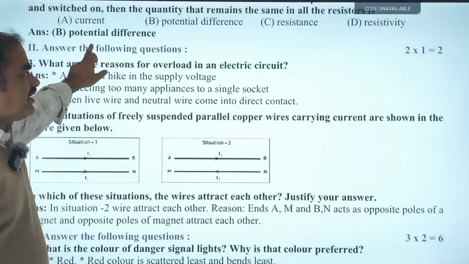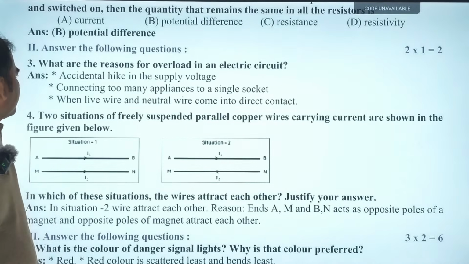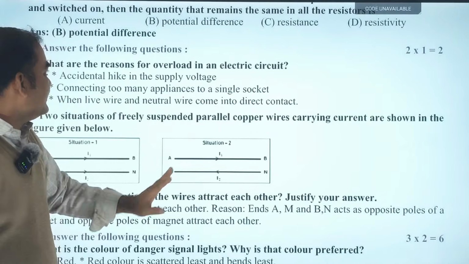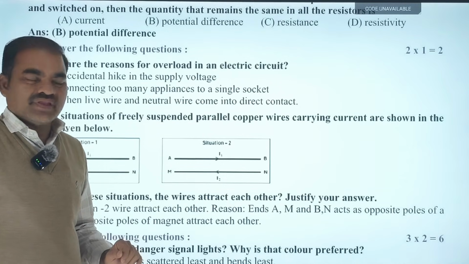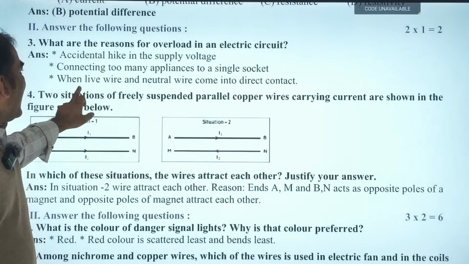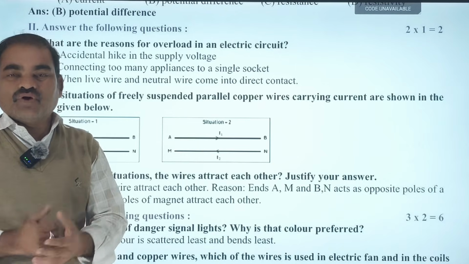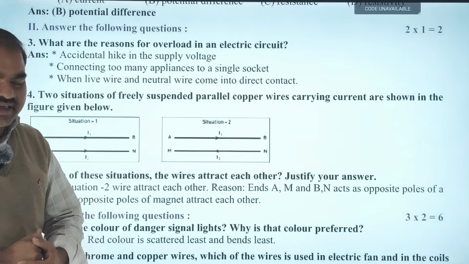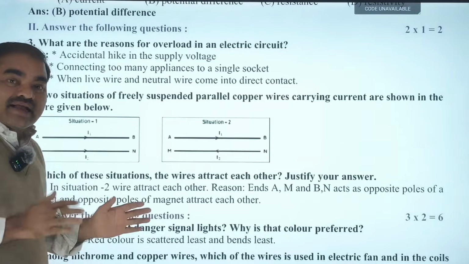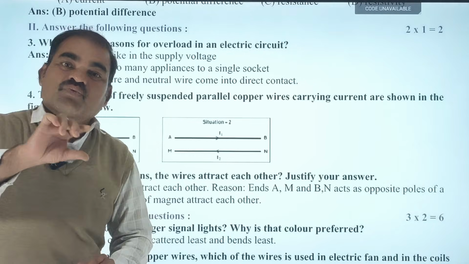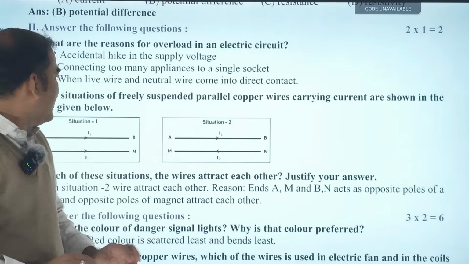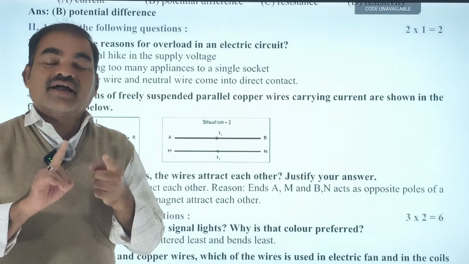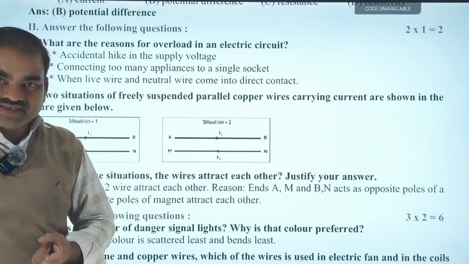And next question, coming to 1 mark questions. What are the reasons for overload in an electric circuit? So first one, accidental hike in the supply of voltage. A sudden hike in the voltage will be there, that is one reason. And connecting too many appliances to one circuit only. And third one, when the live wire and neutral wire come in contact with each other. That is the third reason.